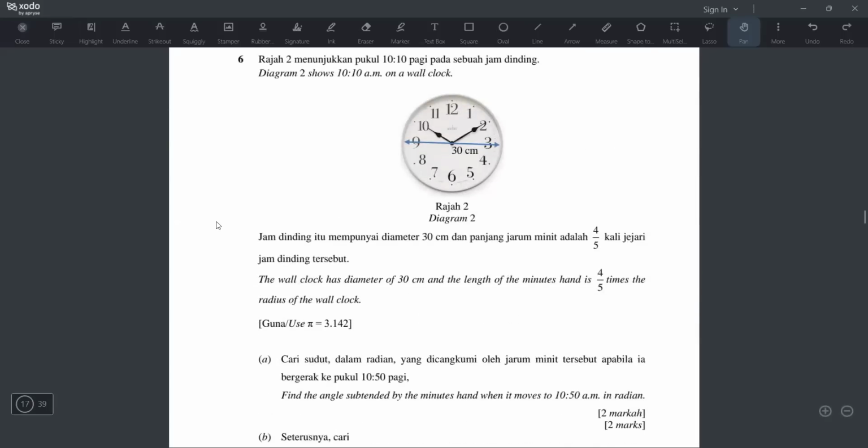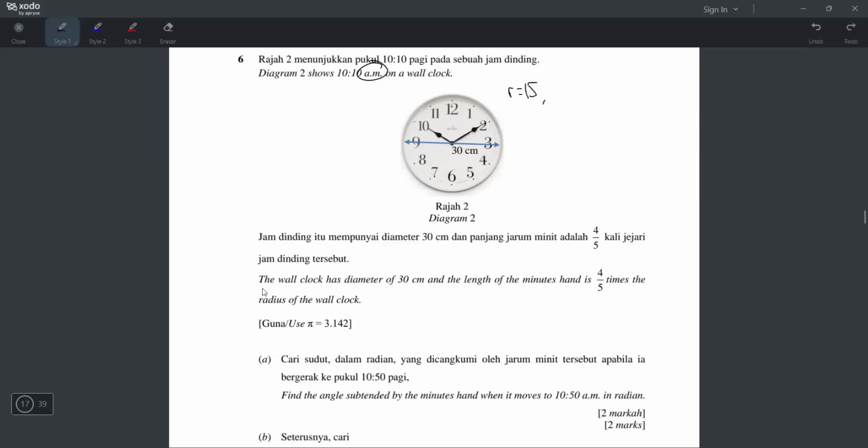Okay, let's do question number 6. Diagram 2 shows 10 a.m. on a wall clock. Okay, let's check. You can see that the hour hand is at 10 o'clock and the minute hand is at the 2. It means this is 10 minutes. So 10 o'clock, 10 a.m. Okay, and it's a.m., morning. And it gives 30 cm here. So I think the 30 cm is the diameter of the clock. Yeah, 30 from here to here. So that's the diameter. So automatically we already know the radius. Okay, the radius of the clock is 15.